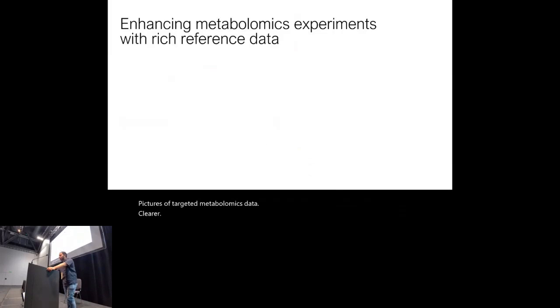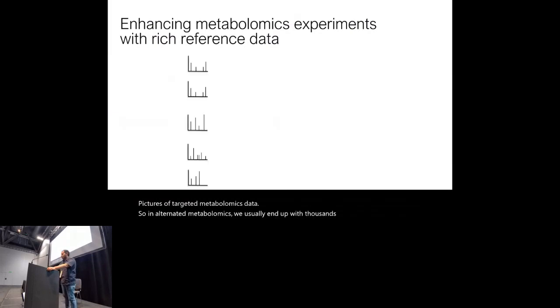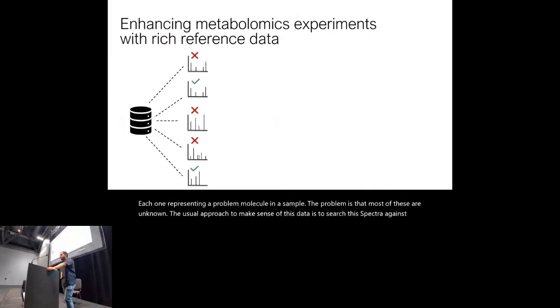So in untargeted metabolomics, we usually end up with thousands of spectra, each one representing a probable molecule in a sample. The problem is that most of these are unknown. The usual approach to make sense of this data is to search these spectra against spectral libraries, trying to match them to known compound standards.